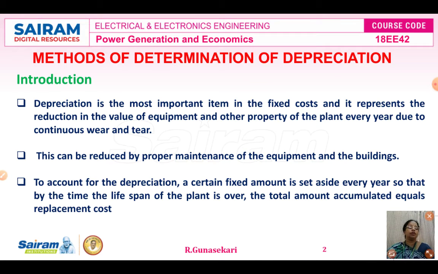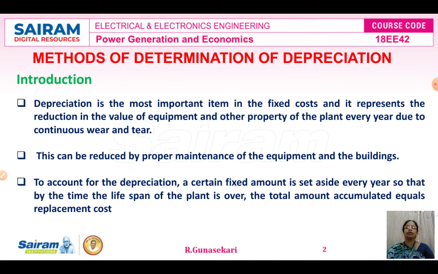First, we study the introduction to methods of determination of depreciation. The depreciation is the most important factor in the fixed cost. The depreciation represents the reduction in the value of the equipment and other property of the power plant every year due to the continuous wear and tear. The depreciation can be reduced by proper maintenance of the equipment and the buildings.